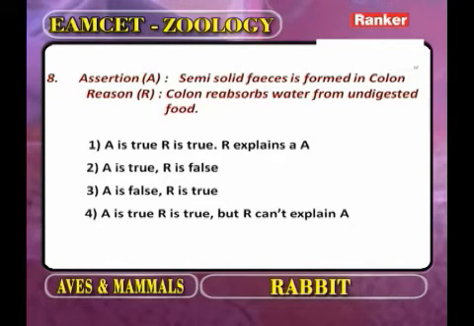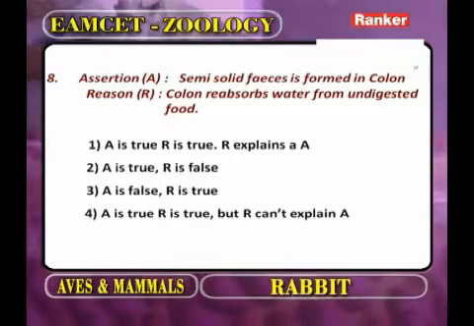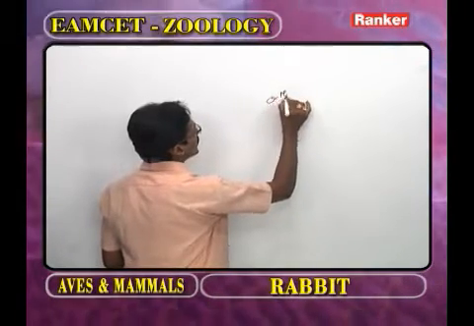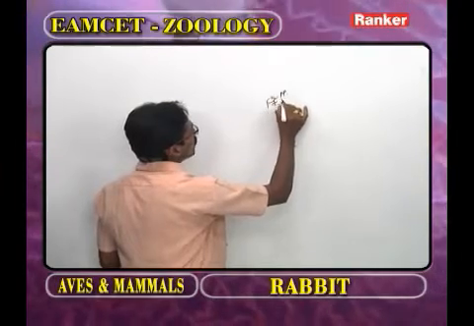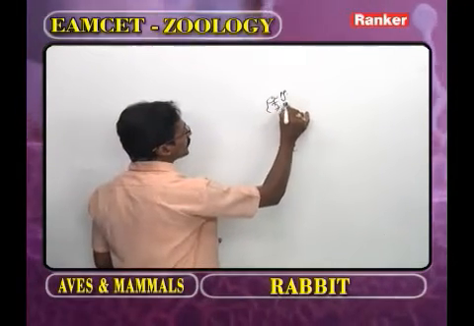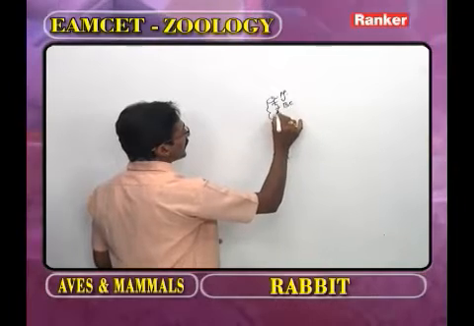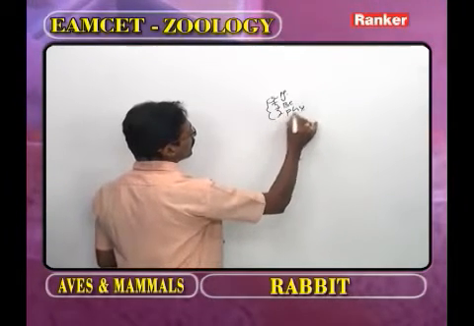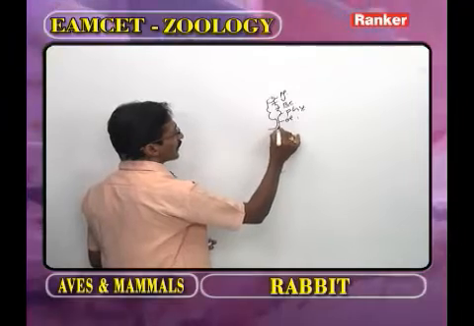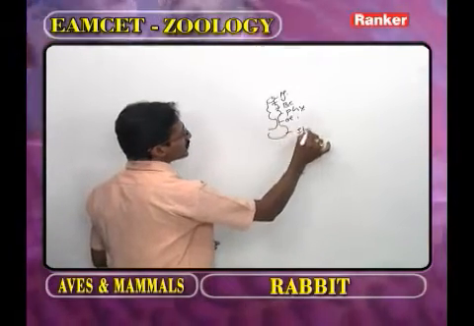Semi-solid feces is formed in the colon. Now as we observe the alimentary canal of mammals, this part we call the mouth. The mouth opens into the vestibule. The vestibule opens into the buccal cavity. The buccal cavity opens into the pharynx. It opens into the esophagus. It opens into the stomach.